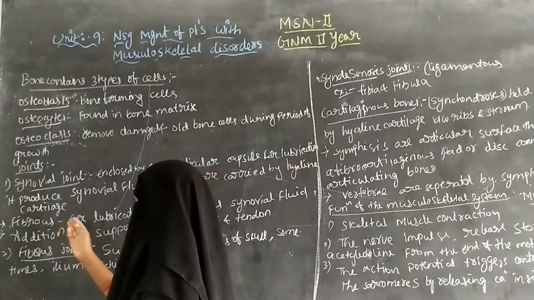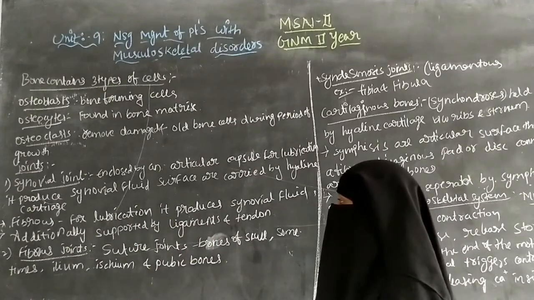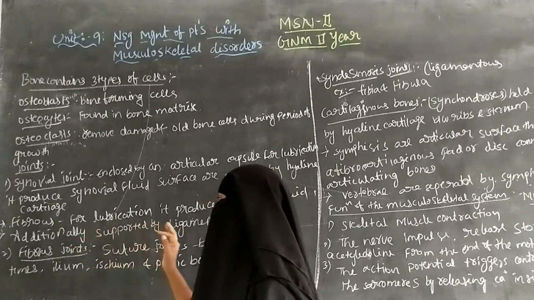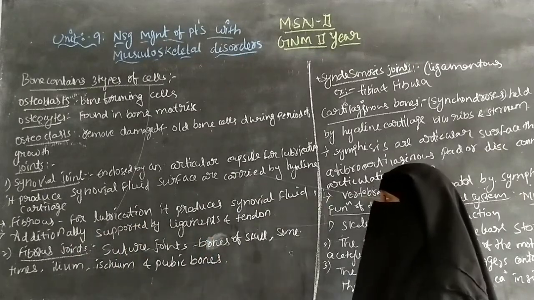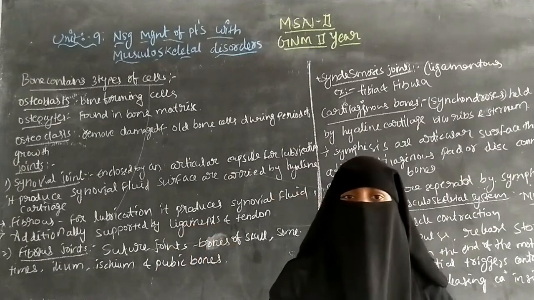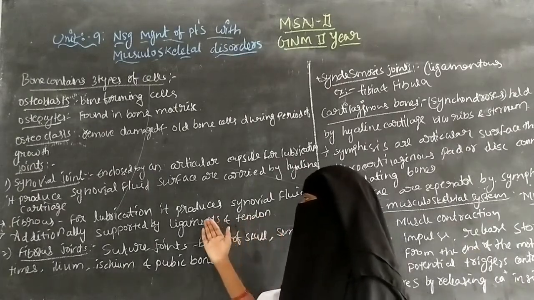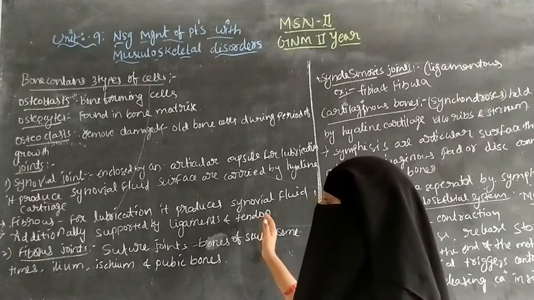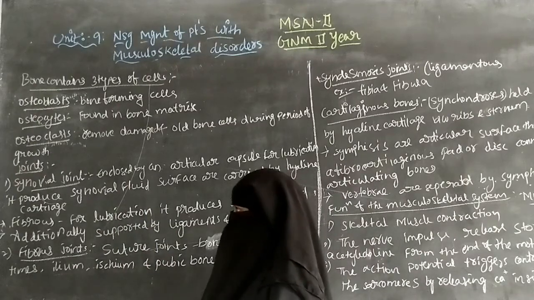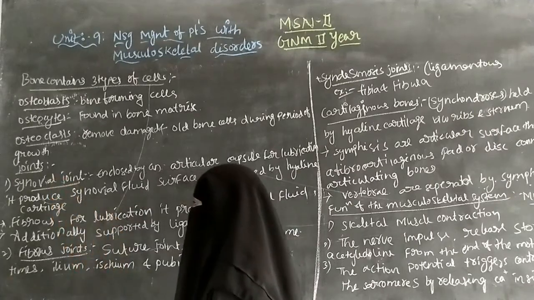It produces synovial fluid for lubrication, and the joint is additionally supported by the ligaments and the tendons. Tendons help the muscles to connect to the bones. The ligaments and the tendons help to support the synovial joints. So that is about the synovial joint.